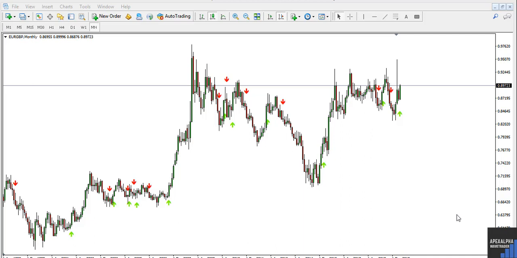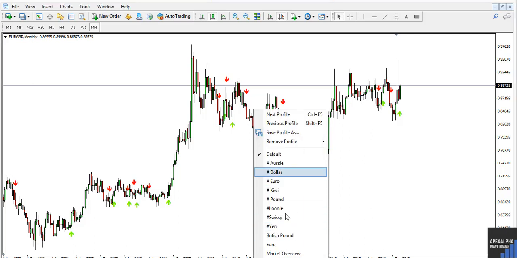So the first thing you need to do is to create profiles for the currency pairs. Right now, this is a default profile. So you can see here, if I click this button here, that I have profiles. I have Aussie, dollar, euro, kiwi. Now, this means that all the pairs that have the Aussie in them are all here. All the pairs that have the dollar paired to them are here. All the pairs that have the euro, and so on and so forth.